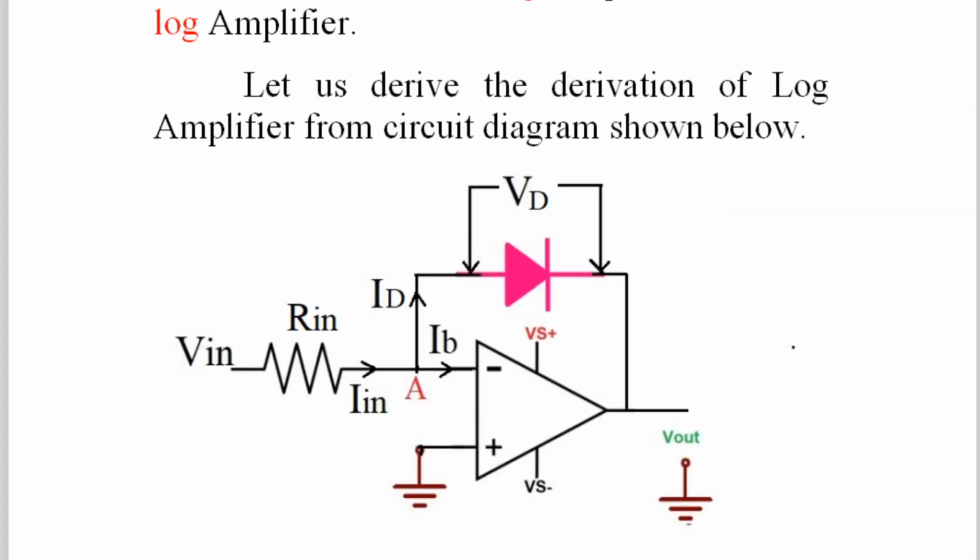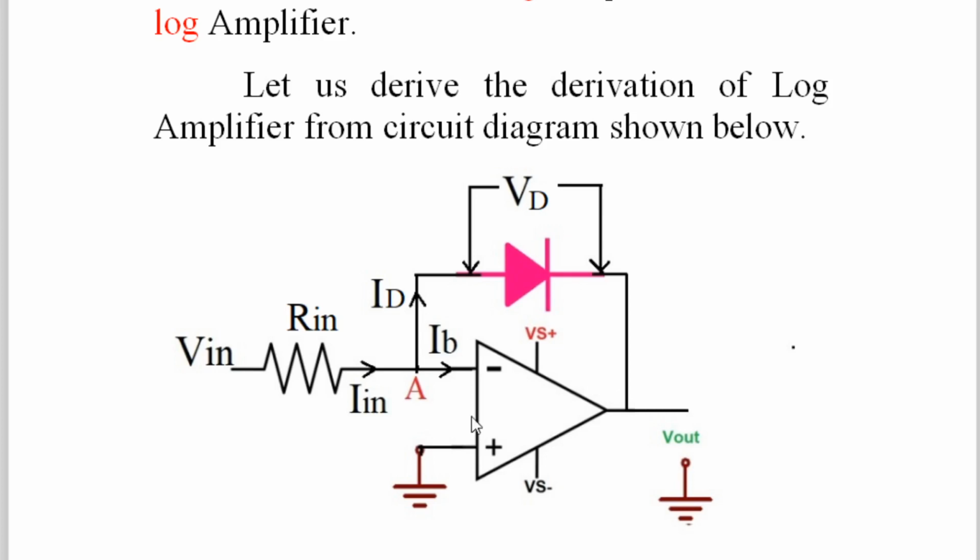Now let us proceed to our main diagram. Let us derive the equation for the log amplifier from the circuit diagram shown below. This is the circuit diagram I showed you in the beginning. This is an ideal log amplifier. Why ideal? Because if the output voltage changes due to changes in the temperature surrounding the diode, there is no circuit to calibrate here. But it doesn't matter. We will proceed with this derivation, and then we can easily understand the calibrated circuit.